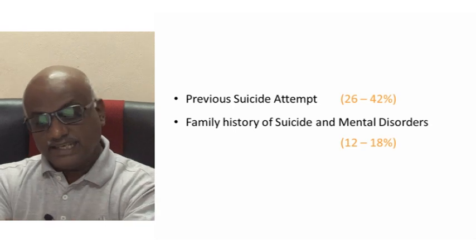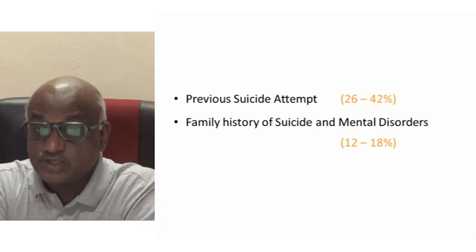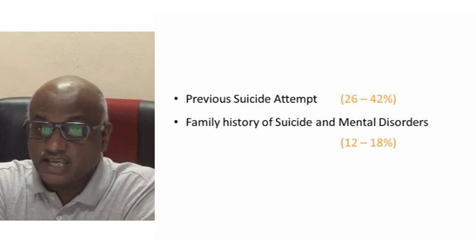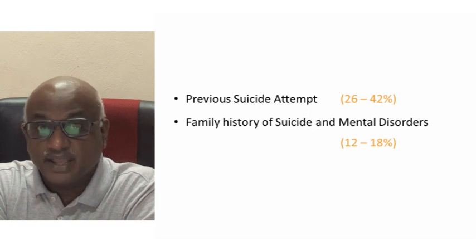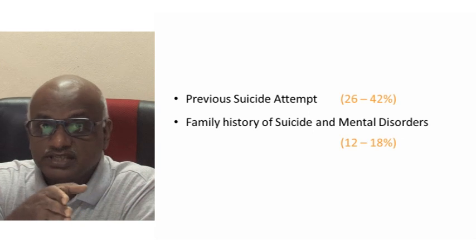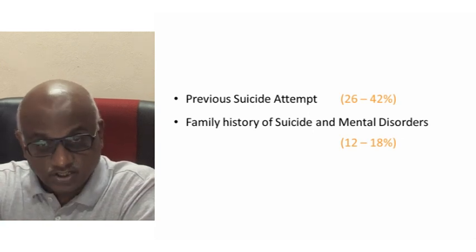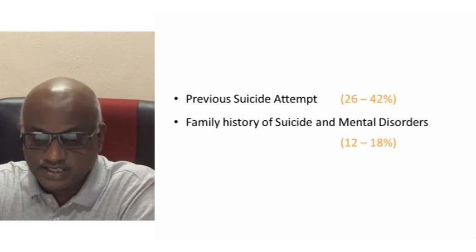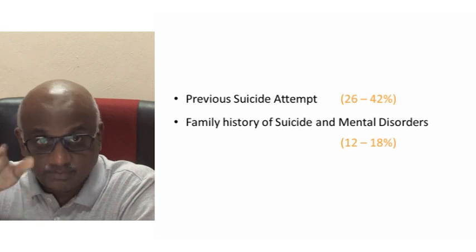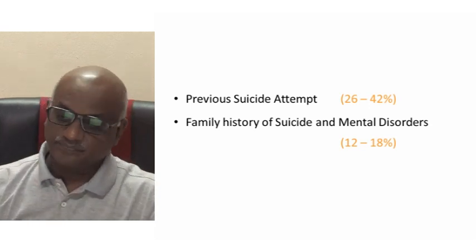Then another indicator of suicide is previous suicide attempts. So the chance of suicide after deliberate self-harm actually doubles. After a suicide attempt, about 20 to 40% of them could end up in a serious suicide attempt. And again, family history of suicide and mental disorders also increases the suicide risk.